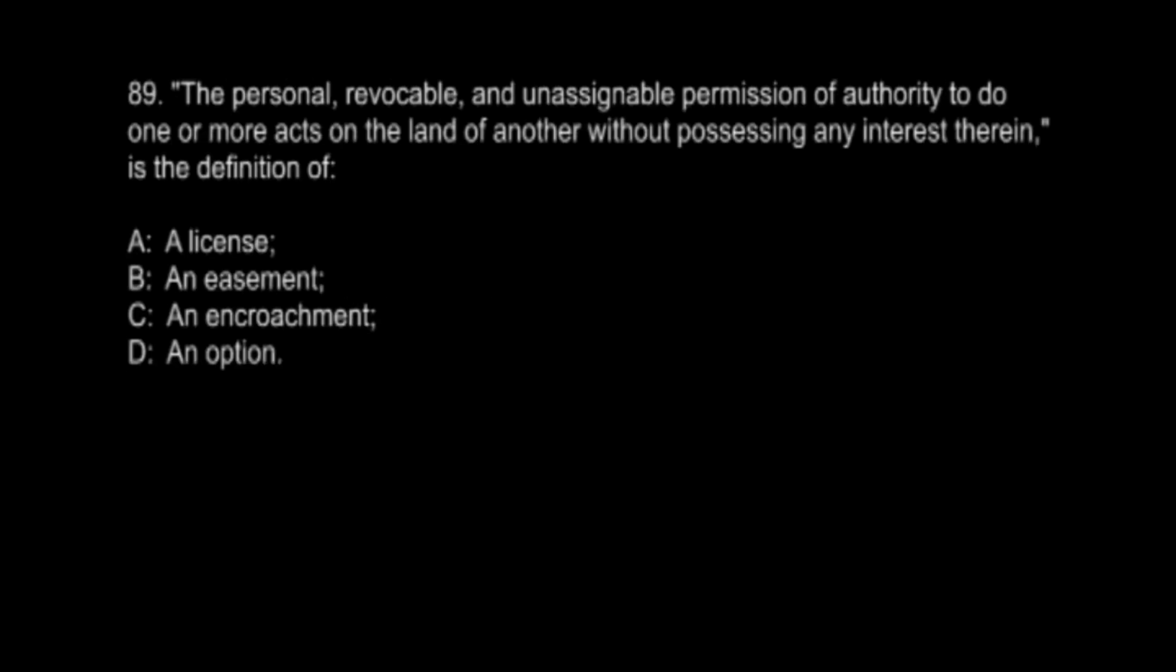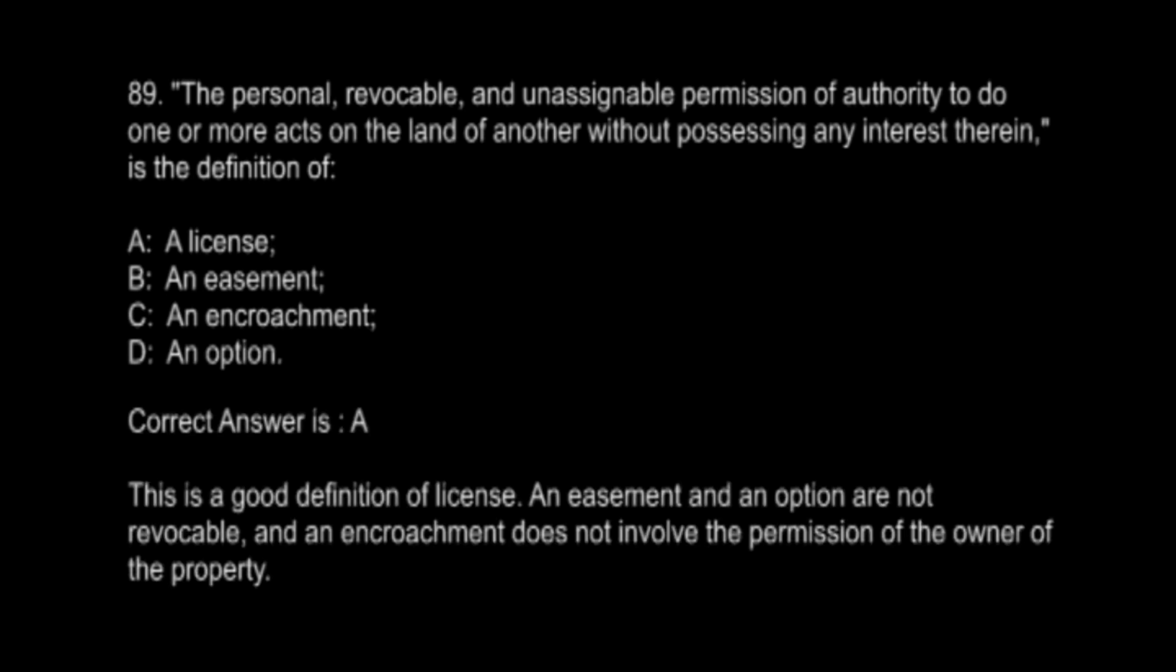89. The personal, revocable, and unassignable permission of authority to do one or more acts on the land of another without possessing any interest therein, is the definition of a license, b. an easement, c. an encroachment, d. an option. Correct answer is A, this is a good definition of license. An easement and an option are not revocable, and an encroachment does not involve the permission of the owner of the property.